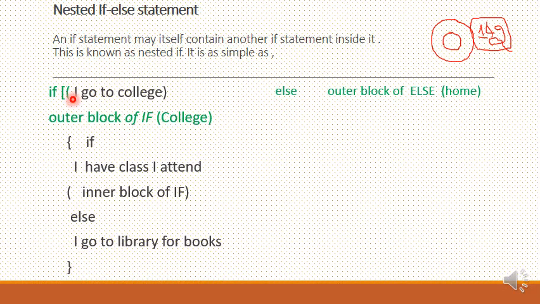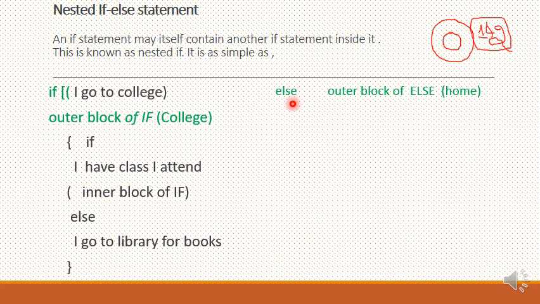Else is nothing but what? This is the outer block if statement else. This is complete. This is your inner block if. This is the outer block. If this condition is false, that means now what happens? You are not coming to the college.